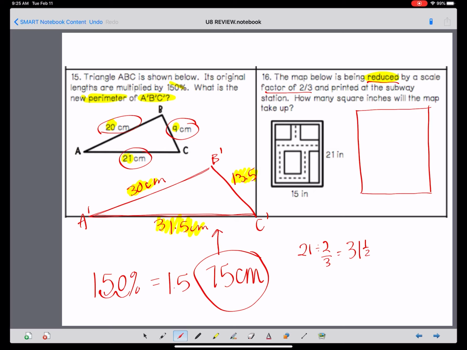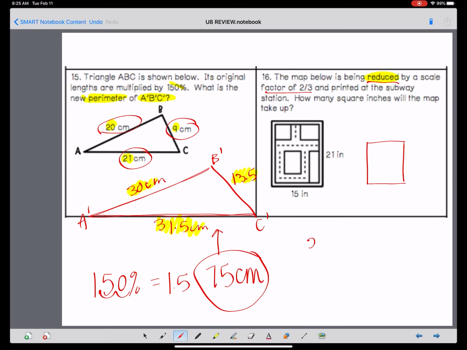So I want you to think, does 31.5 make sense up here? I did draw a bigger picture. I should have drawn a smaller picture. But reducing means to make something smaller. So if dividing didn't work, let's go ahead and try multiplying and see what that ends up doing for us. Because 31.5 is much larger than 21. That's not going to work. I'm going to make sure that I draw a smaller picture for you.